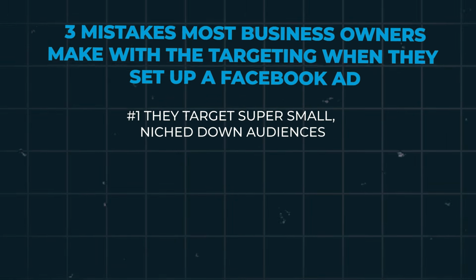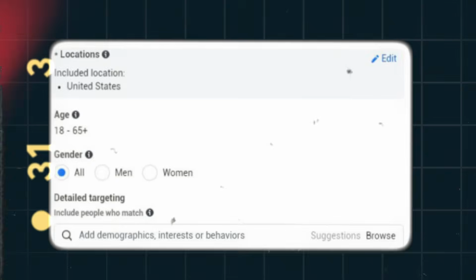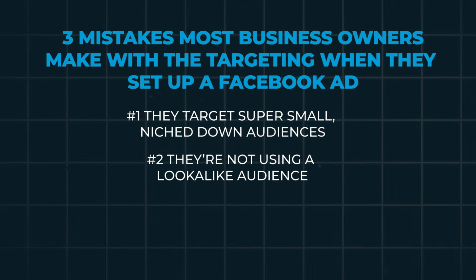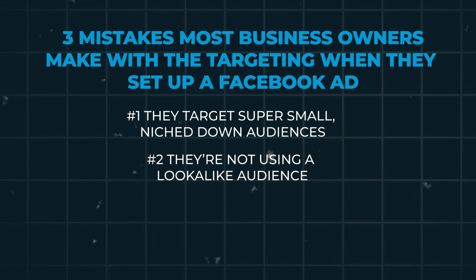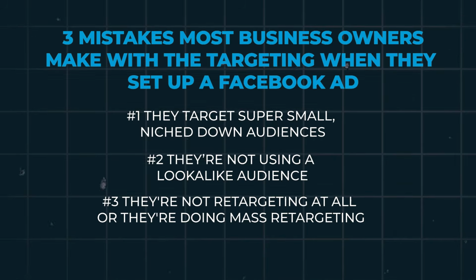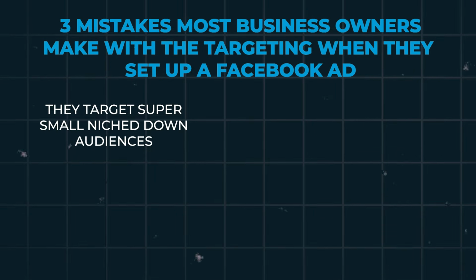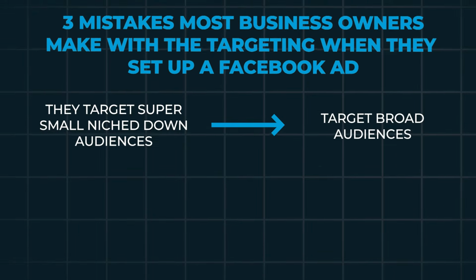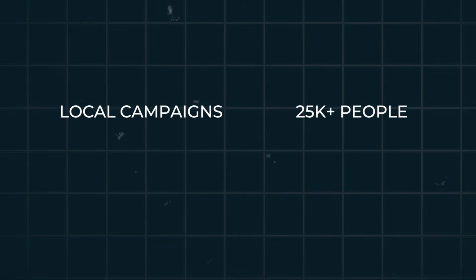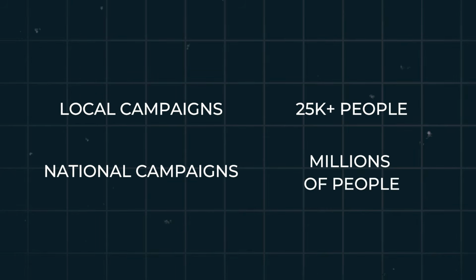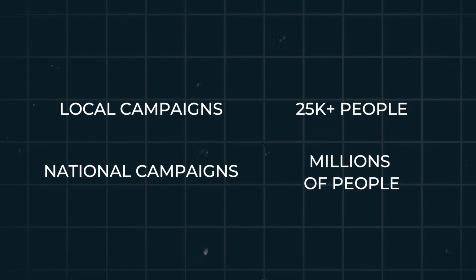Number 1, they target super small, niche down audiences that have a ton of interest in behaviors and demographics in the targeting. Number 2, they're not using a lookalike audience. And number 3, they're either not retargeting at all or they're doing mass retargeting, aka retargeting everyone in the same audience. Here's what to do instead, starting with mistake number 1. Instead of targeting a super small, narrowed down audience, you want to target a broad audience. You're looking for an audience size of 25,000 people or more for local campaigns and an audience size of millions of people for national campaigns.